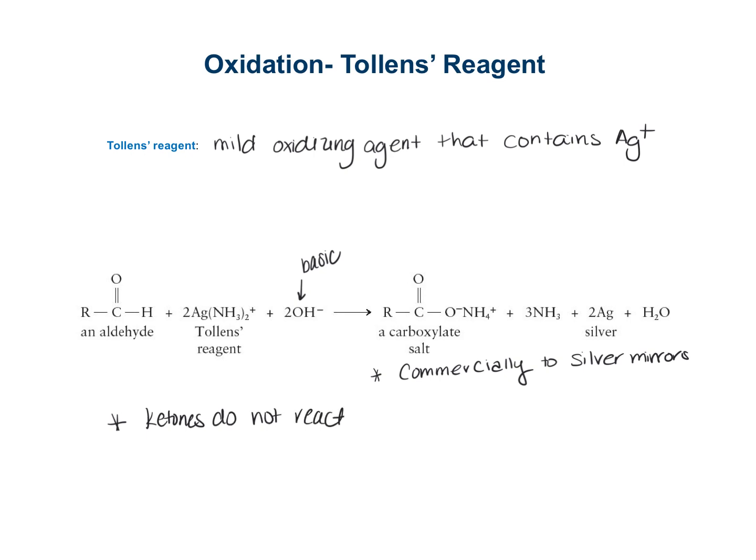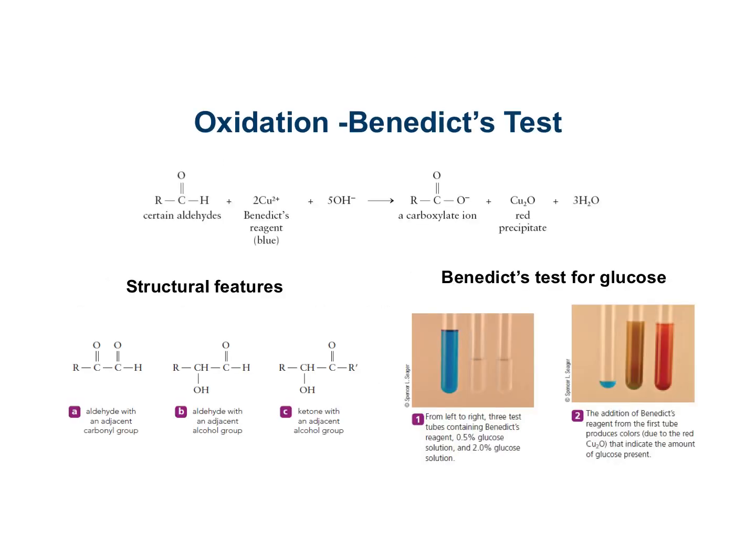The other reagent that we were going to talk about is Benedict's reagent. This reagent contains copper. So Benedict's reagent is just a mild oxidizing solution that contains Cu2+ ions. You can see here that it reacts with aldehydes. There's the copper 2+ from the Benedict's reagent. Now this is blue in color. It also reacts in a basic environment to form a carboxylate ion and a brick red precipitate and then water.